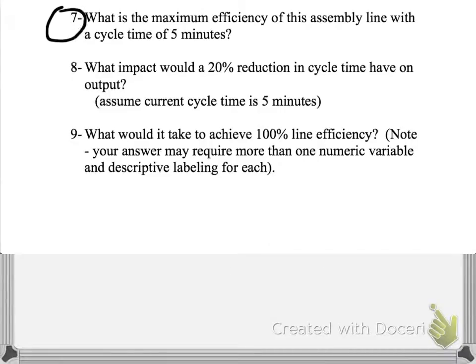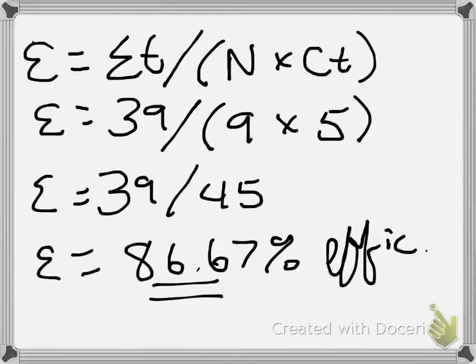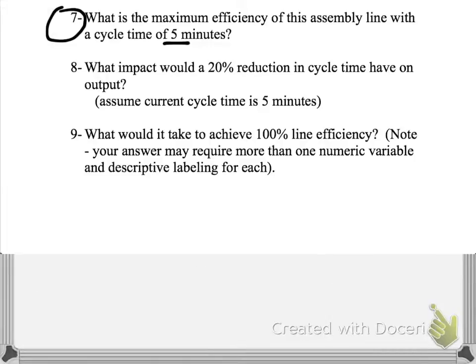Moving on to number 7. What is the maximum efficiency of this assembly line with a cycle time of 5 minutes? Well, we know that if we go back and look at this, 86.67%, that's not very efficient. And we know that perhaps 9 workstations isn't as efficient as we could make it. So the question that's asking us here is, what's the maximum efficiency? How can we maximize the efficiency of this assembly line with a cycle time of 5 minutes?